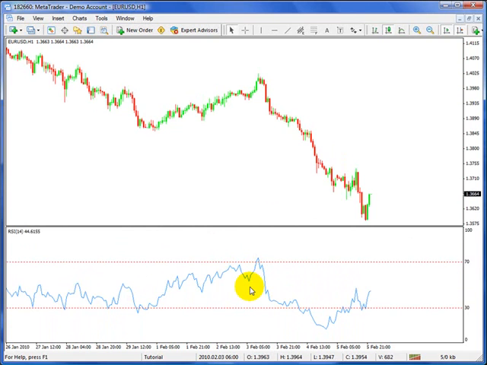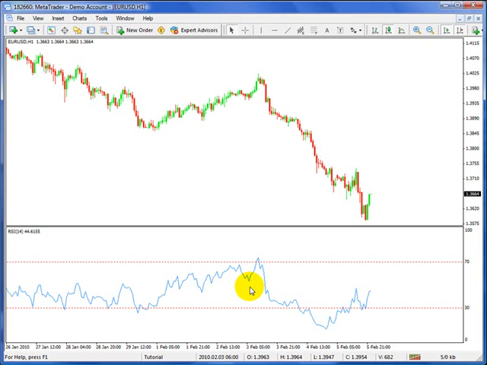Now, why did I put on a 70 line and why did I put on a 30 line? Well, a lot of traders use the RSI to give an indication as to an overbought or an oversold situation. By that I mean, if we're in an overbought situation, we could potentially be going from a bullish move into a reversal, into a bearish move. If we're oversold, you could be looking at going from a bearish move to a bullish move, and that's what I mean by overbought or oversold.